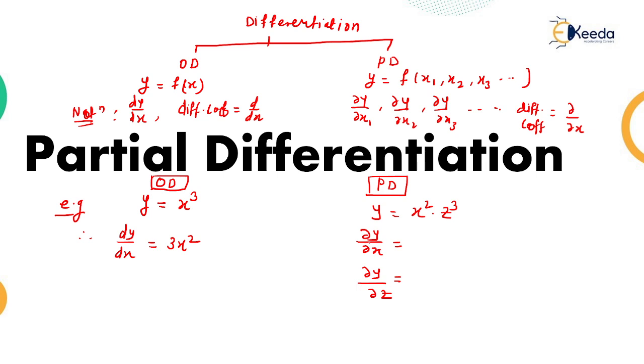So first of all we have to take ∂y/∂x. How to take that? Here ∂/∂x of x square into z cube. Let's see, guys. Here we differentiate with respect to only x. Differentiation of y with respect to only x, where y is x square z cube, means you have to treat the only variable as x square.